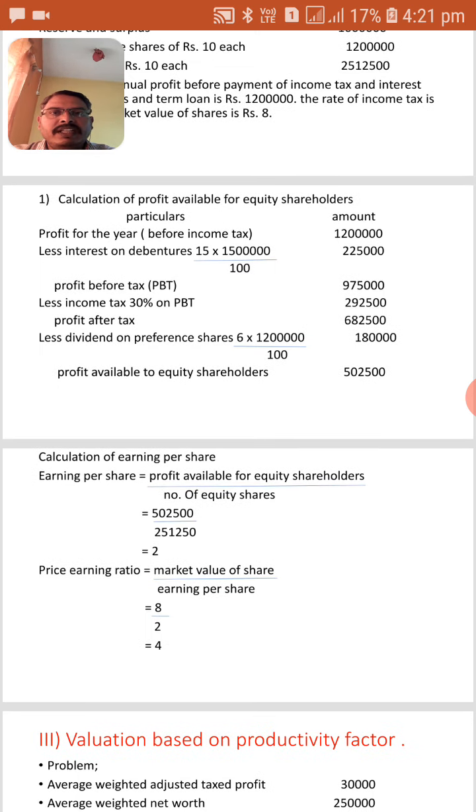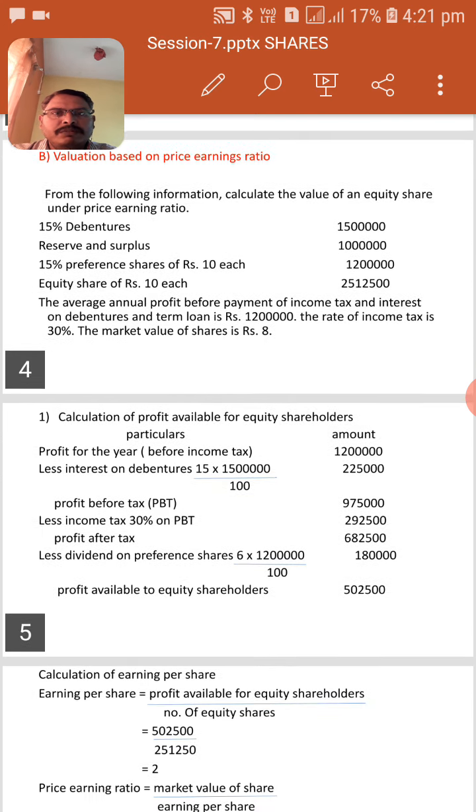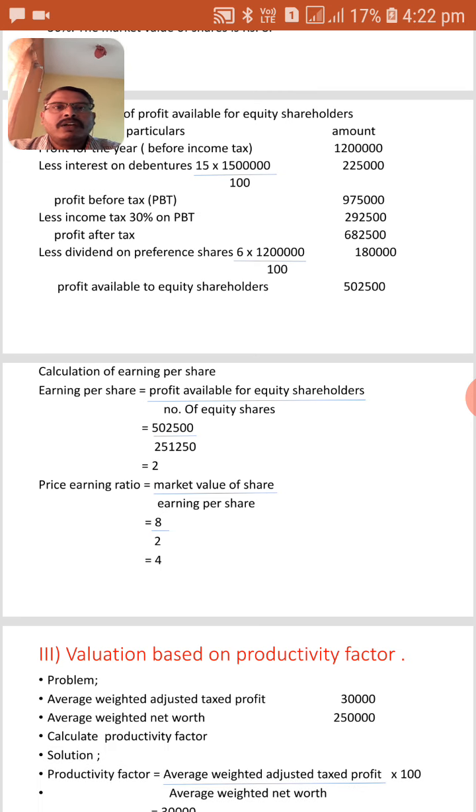6,82,500. From that we have to deduct dividend on preference shares. Dividend on preference shares is 6%, as mentioned in the problem. 6% on 12 lakh divided by 100 is equal to 1,80,000. Finally, the profit available to equity shareholders is 5,02,500. On the basis of this, we are going to calculate earning per share.